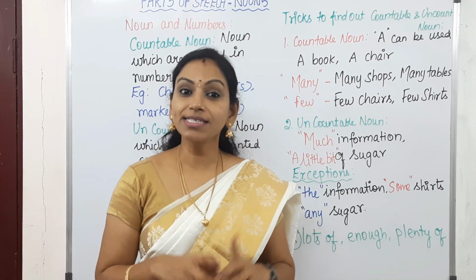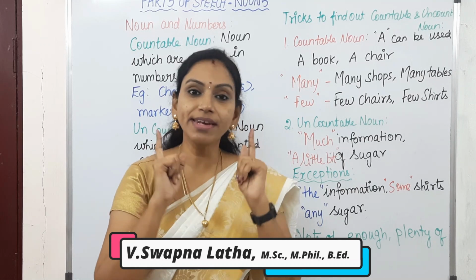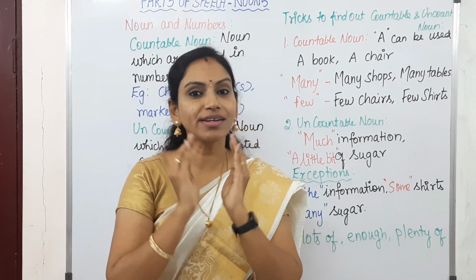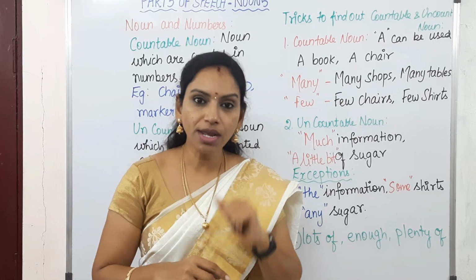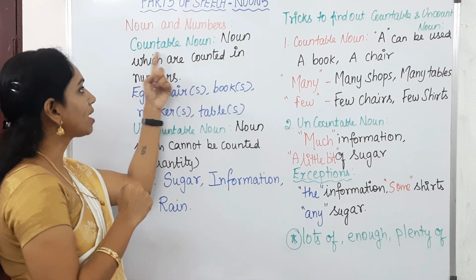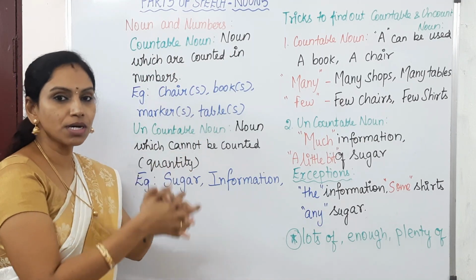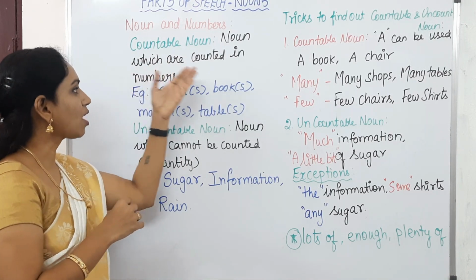Friends, next is nouns and numbers. What if nouns are in numbers? We divide nouns into two: countable noun and uncountable noun. Let's see. Countable noun: the nouns which are counted in numbers.